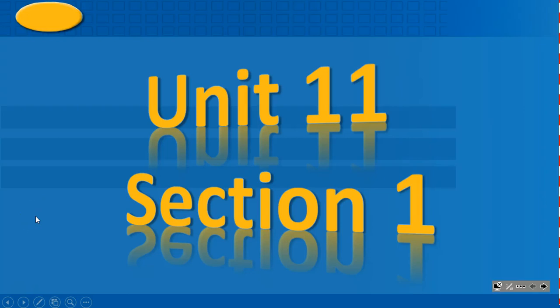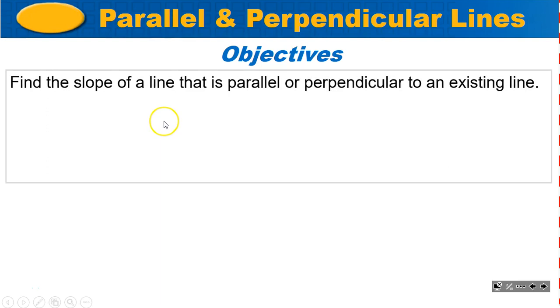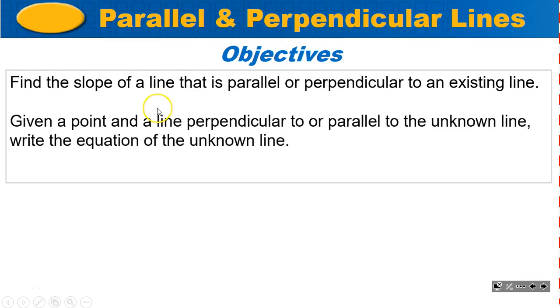So this is a video of me going over Unit 11, Section 1. Our objectives today are to find the slope of a line that is parallel and perpendicular to an existing line, and if we're given a point in a line perpendicular or parallel to the unknown line, write the equation of the unknown line. So before we do all of this, let's talk about some general information to remind you guys of concepts you learned yesterday.